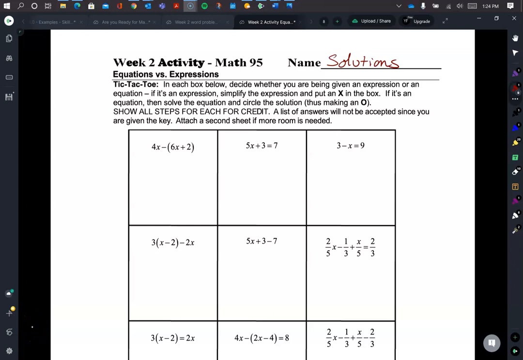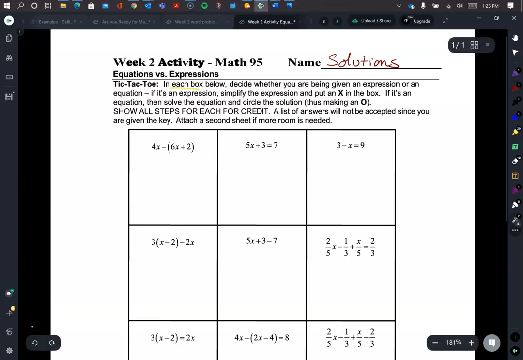Hey everyone, in this video we're going to go over the week 2 activity for the Math 95 topics, which are equations and expressions. So we're going to look at how they're the same, how they're different. In this activity, it's tic-tac-toe, and in each box you're going to decide whether you are being given an expression, which doesn't have an equal sign, or an equation which has an equal sign, and you're going to solve for something. If it's an expression, just simplify the expression and put an X in the box.